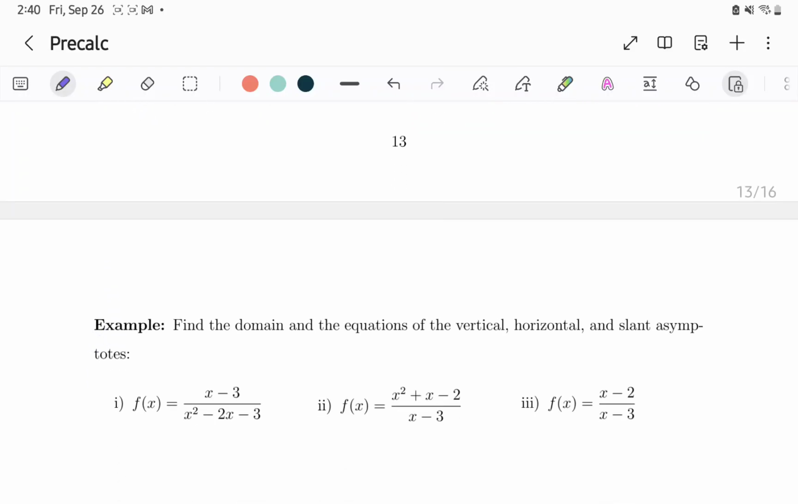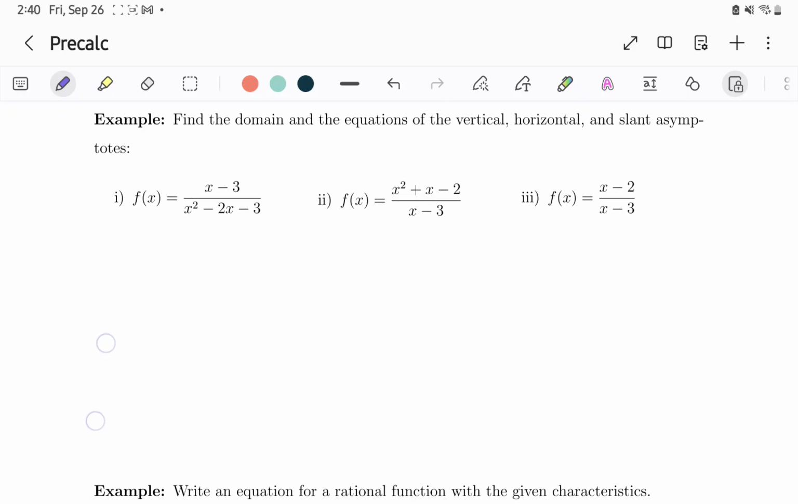And so let's start getting into some of the examples. In these first three examples, we're just going to be given an equation for a rational function, and we are going to try to use these equations or formulas to find the domain for the rational function, and then also give equations for the vertical asymptotes, horizontal asymptotes, and slant asymptotes. And remember, if there is a horizontal asymptote, there's going to be no slant asymptote. And if there is a slant asymptote, there is going to be no horizontal asymptote.